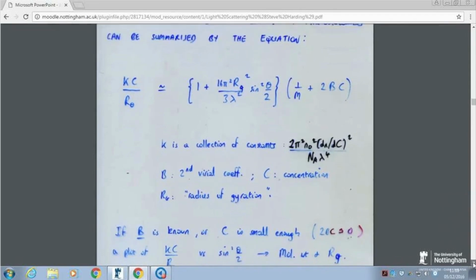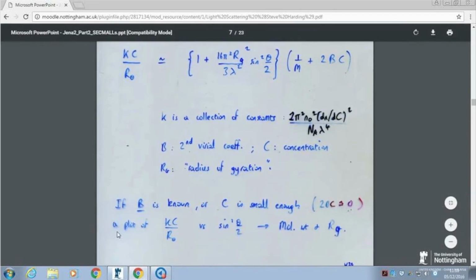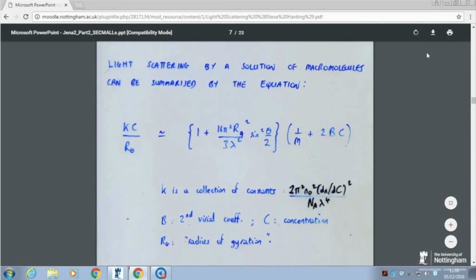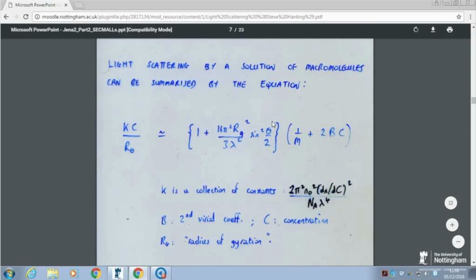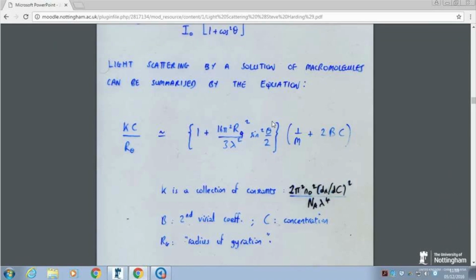There we are. So if B is known or C is small enough, then that is 0. But in cases where you can't do that, where you can't go to low concentrations because you don't get enough signal, or we can't work at very low angles because it's just too noisy, we have to make measurements at different angles and different concentrations, and what do we do? Extrapolate back. Extrapolate to 0 concentration and extrapolate to 0 angle.